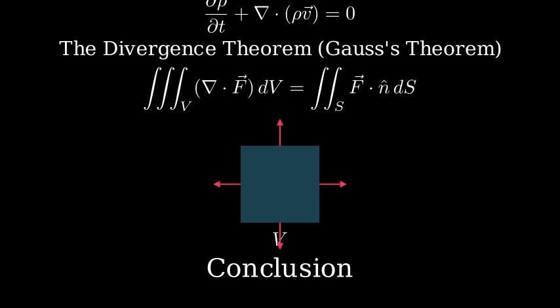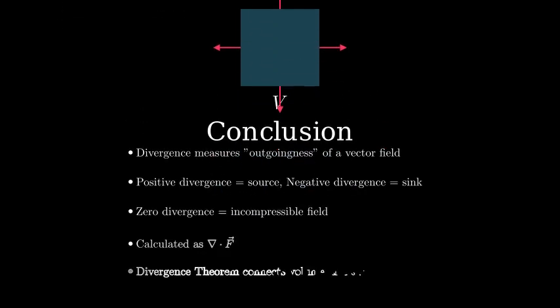In conclusion, the divergence operator is a powerful tool for analyzing vector fields. It tells us how a field expands or contracts at a point, allowing us to understand flows, fields, and many physical phenomena. Let's recap the key takeaways.